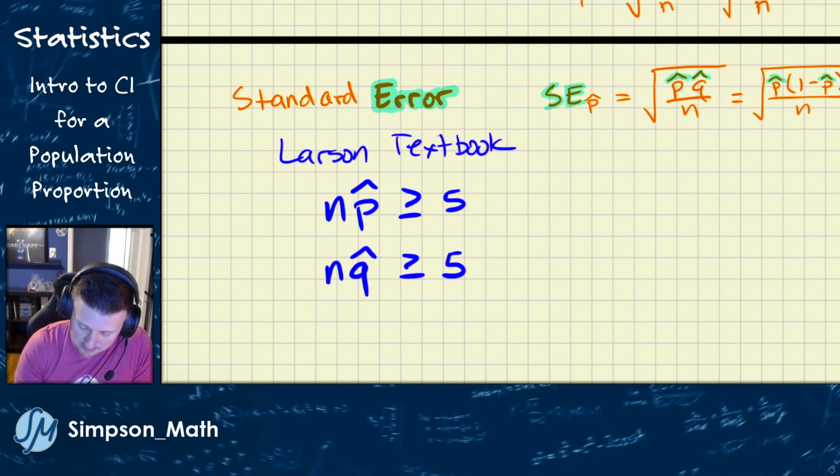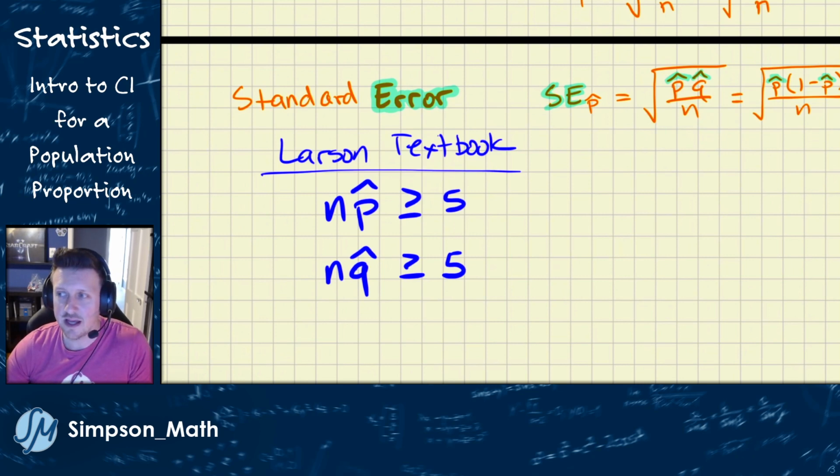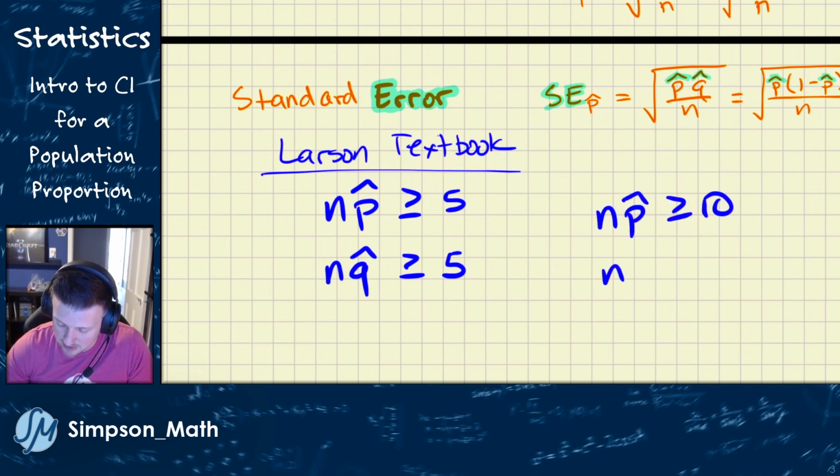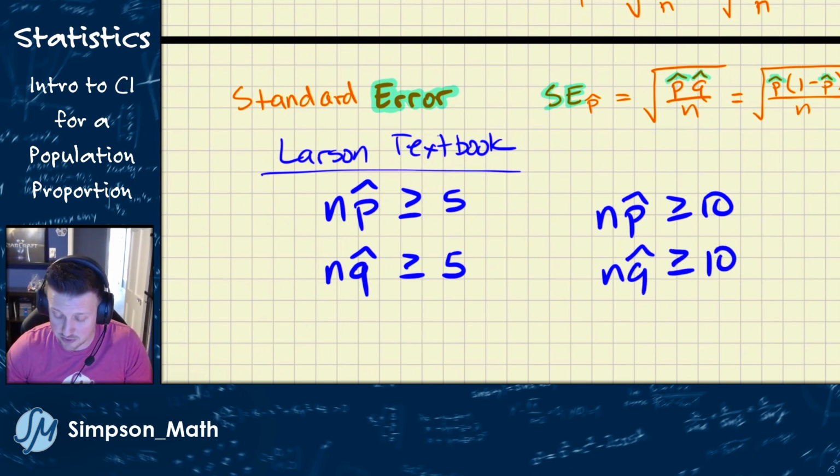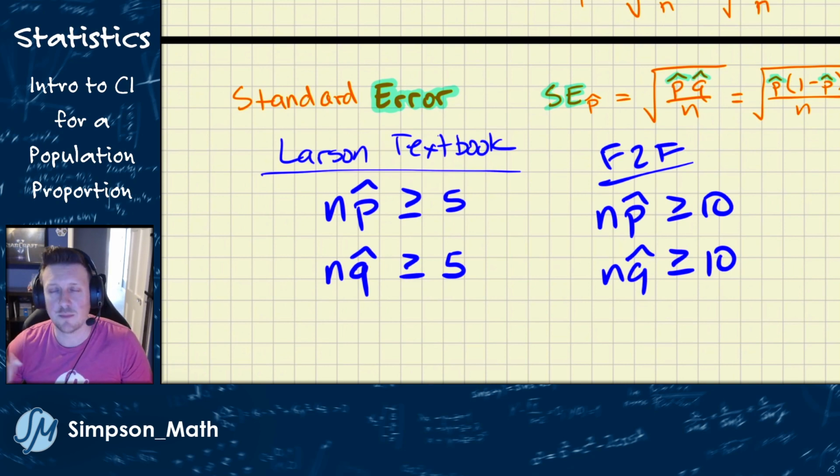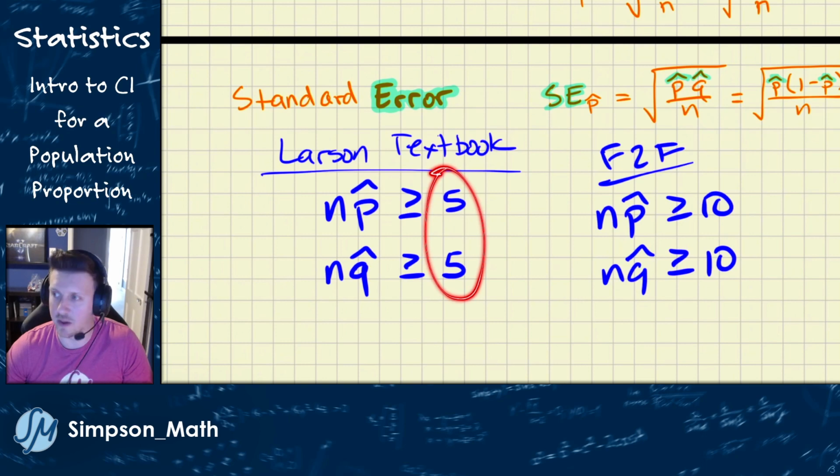If you're in my online stat class, at the time of this recording, we're using this book, even though I hate it. This is one of the reasons I'm not a fan of the 5. I have lots of reasons I don't like this book, and this is one of them. Personally, I would use np hat and nq hat both greater than or equal to 10. That's the more standard approach. In my face-to-face class, I use at least 10, and I'll talk about why in a second. But if you're in my online class and we're still using Larson, then we can get away with just 5, according to that book, even though I kind of disagree.